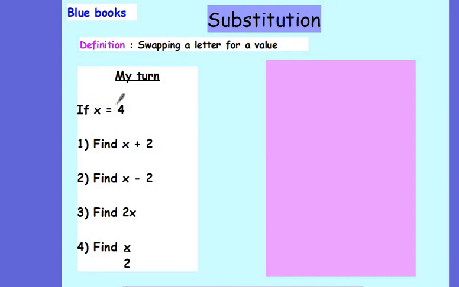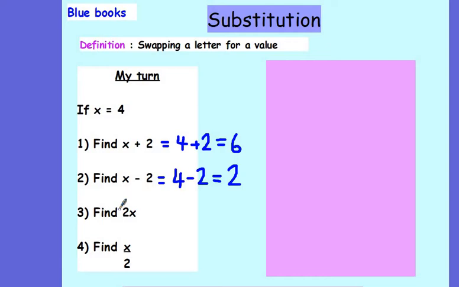First of all, if x is equal to 4, what is x plus 2? Well, everywhere I see an x, I need to substitute in the value 4. So x plus 2 just becomes 4 plus 2, which is 6. For the second one, I've got x take away 2. Wherever I see an x, I need to put in the 4. So I've got 4 take away 2, which is 2.